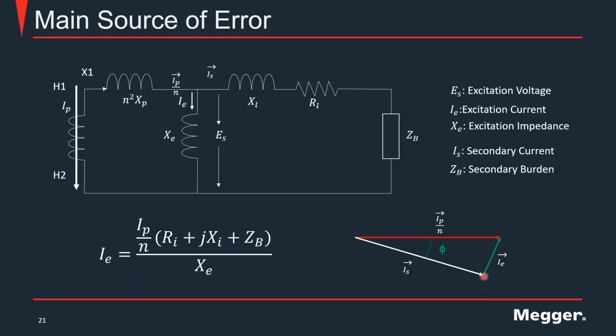The higher the excitation current, the higher the error, and the excitation current is directly proportional to the burden connected. What I'm trying to say is that, all conditions the same, a CT with higher burden will have a higher excitation current, and therefore will have a higher error on the measurement.